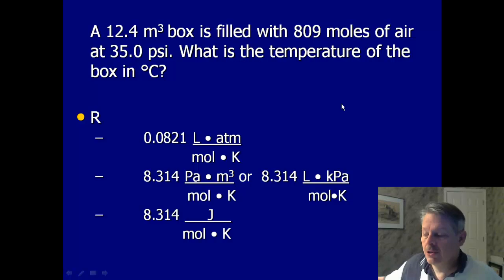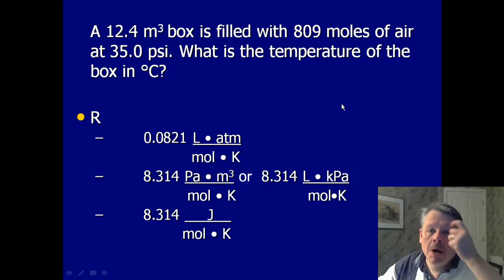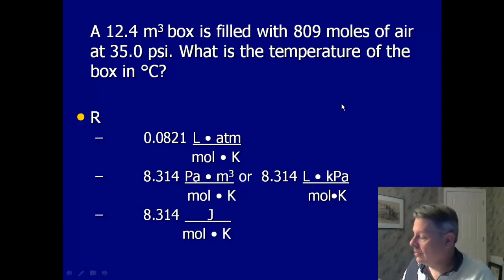All right, folks, let's try this one. We have a 12.4 cubic meter box, and it's filled with 809 moles of air at 35 psi. What's the temperature of the box in degrees Celsius? All right. So the first thing you need to do is pick your R value. So pause the video for a second and see if you can pick your R value.